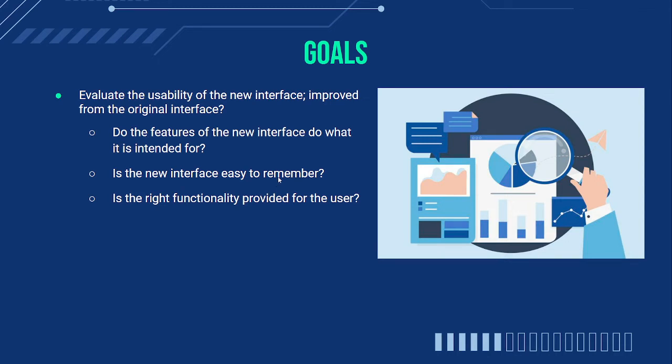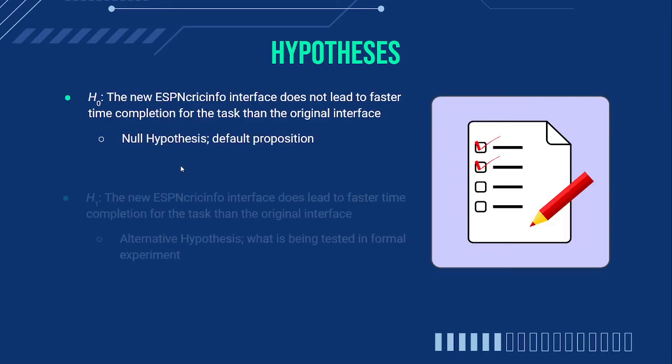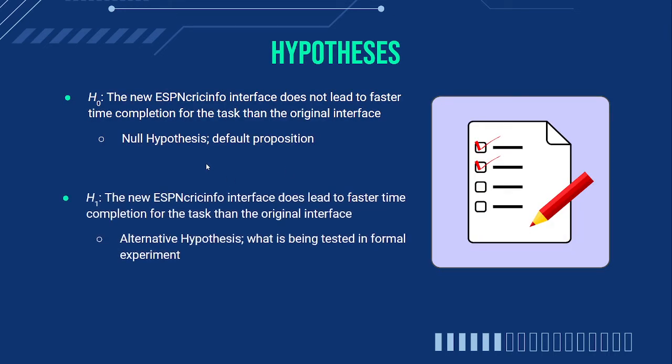Specifically, I would like to see if the features of the new interface do what it's intended for, if the new interface is easy to remember, such as the steps of the task, and if the right functionality is provided for the user. So the null hypothesis is the new ESPNcricinfo interface does not lead to faster time completion for the task than the original interface. And the alternative hypothesis is that the new ESPNcricinfo interface does lead to a faster time completion for the task than the original interface.